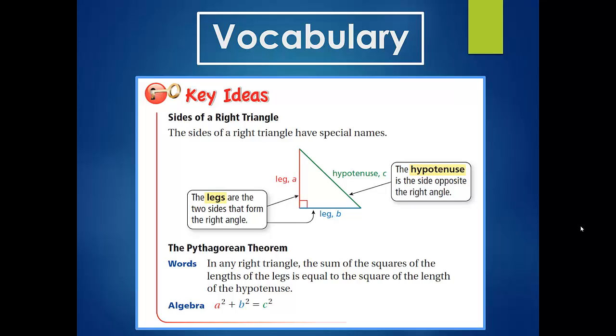The Pythagorean Theorem tells us that in any right triangle, the sum of the squares of the lengths of the legs is equal to the square of the length of the hypotenuse. Or we can say a squared plus b squared equals c squared, where a and b represent the lengths of the legs and c represents the length of the hypotenuse.